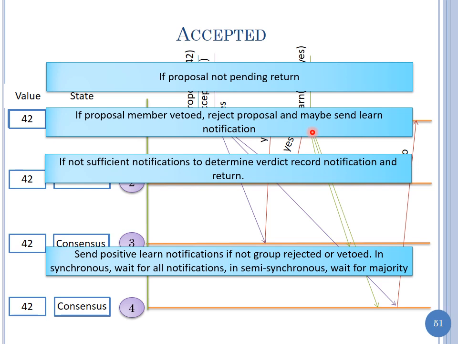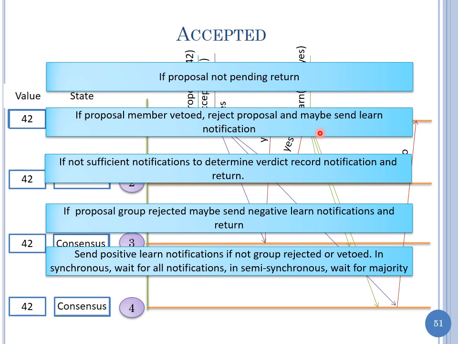So there's some debate in the literature regarding whether you should send negative learn notifications or not. As it turns out, many algorithms work quite well if you don't send negative acknowledgements, negative notifications. But we'll assume that they are sent. I just wanted to point this out. And if the proposal group is rejected, so this is vetoing, that means the majority rejected it, then either don't send a message or send learn notifications. So you only send good news, you don't send negative news. If you don't send the negative news, maybe after some timeout those guys go and invalidate the state. So there are many possibilities there. We won't go into them. Okay, so that's the algorithm to process the accepted notifications.